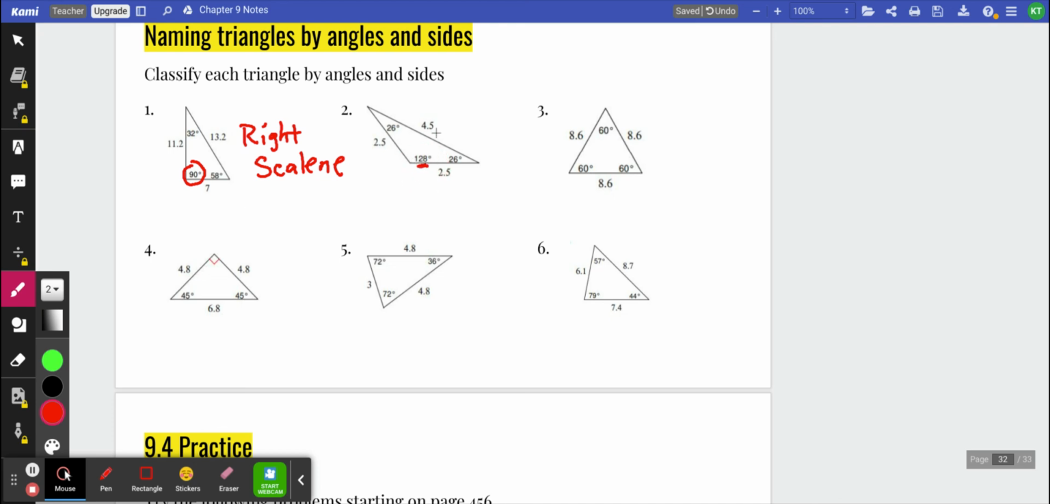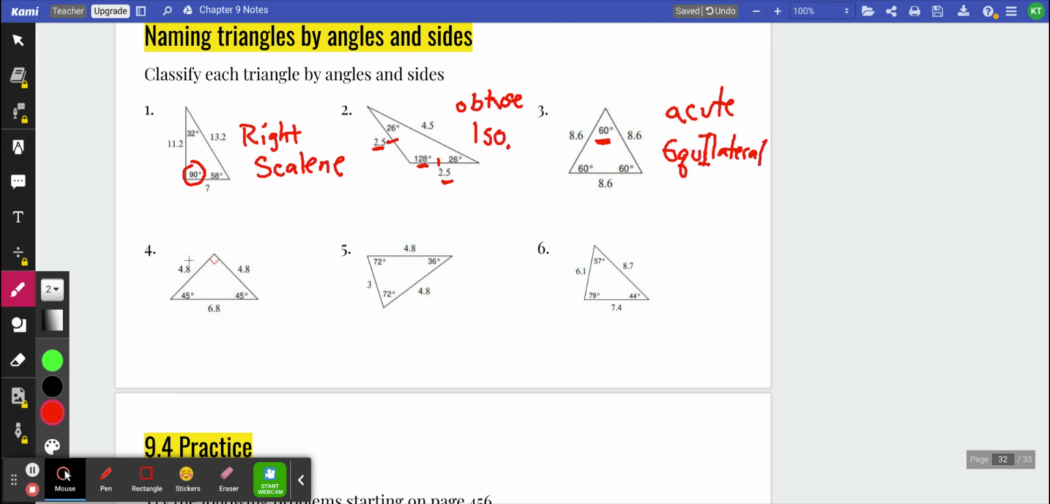Here, largest angle is 128. That's obtuse. And I can see that two of the angles are the same, right? Which means two sides are the same, those two. So that would be isosceles. Number three, sides are the same, right? So are the angles. They're all acute, largest angle 60. So this would be an acute equilateral. It's supposed to be an I there, equilateral.